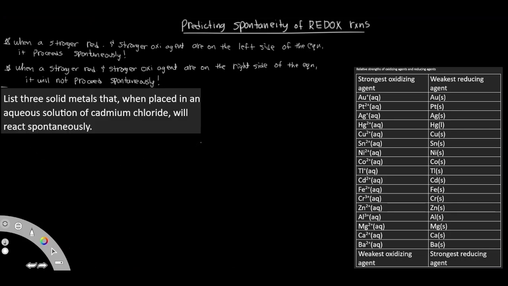List 3 solid metals that when placed in an aqueous solution of cadmium chloride will react spontaneously. So something added with cadmium chloride. And where is cadmium over here? We see that. Okay, we don't have to guess. It's a multivalent charge. It is indicated here as 2, so I'm just going to put a 2 on the bottom there. And then, of course, this is going to be aqueous. And we're going to have to displace it. So this is going to go over here, and this one is going to go over there, right?